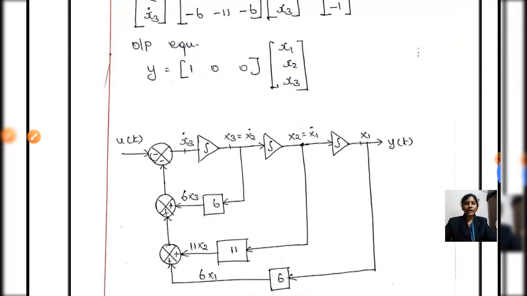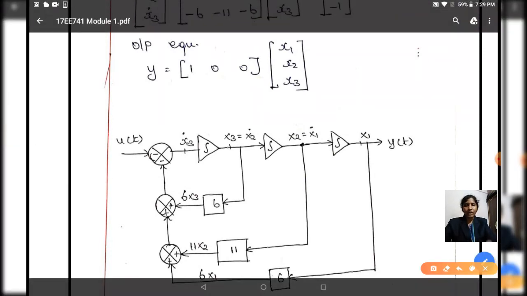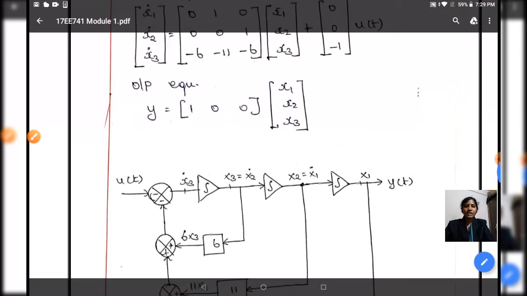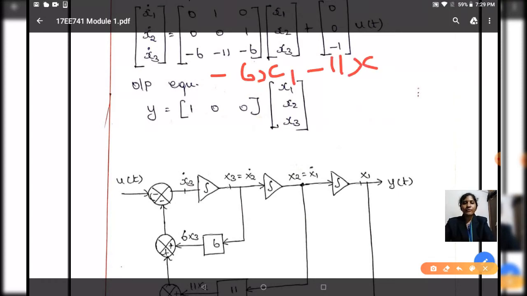And this is the block diagram representing the equation. We have here three integrators, like we have three state variables x1, x2 and x3. Just put three integrators, and write accordingly x3 dot to x3, x2 dot to x2, x1 dot to x1. Now according to the equation given, what is x3 dot? x3 dot is equal to minus 6x1 minus 11x2 minus 6x3 plus u of t.